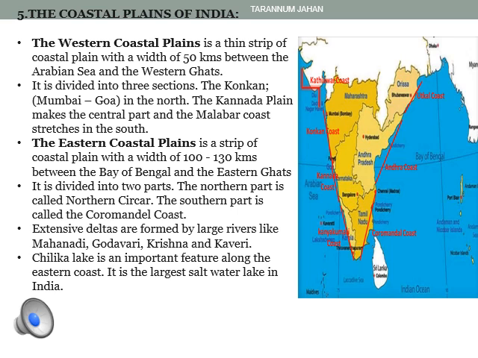Then comes your eastern coast. The eastern coast is towards the Bay of Bengal, and again the eastern coast is divided into two, the Northern Circars and Coromandel coast. Northern Circars covers the area from Orissa to Andhra Pradesh, and Coromandel coast covers the area from Andhra Pradesh to Tamil Nadu.